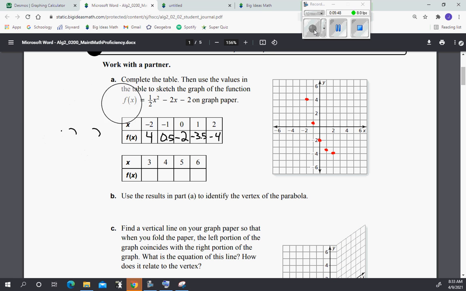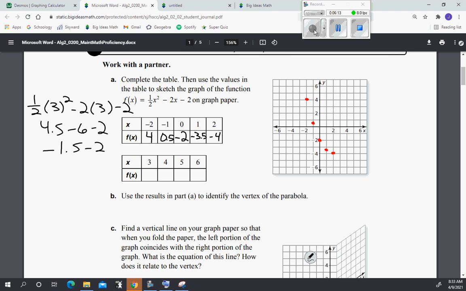Good. And then they want us to do 3, 4, 5 and 6. I'll probably just do 3 and 4 here. Let's do 1/2 times 3 squared minus 2 times 3 minus 2. 9, 1/2 of 9 is 4.5 minus 6 minus 2. That's negative 1.5. Minus 2 is negative 3.5. So when x is at 3, f of x is at negative 3.5.